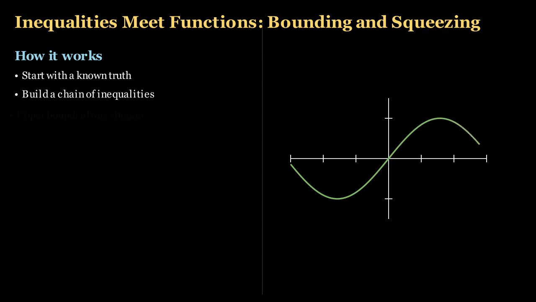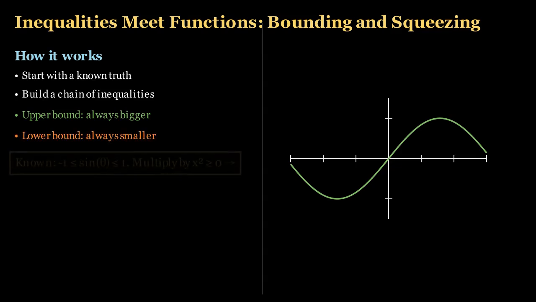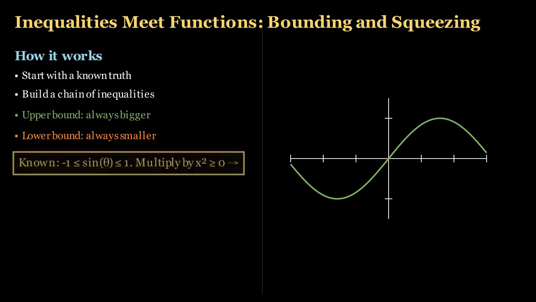This gives us a chain: negative x squared is less than or equal to our function, which is less than or equal to positive x squared. We've created an upper bound, the positive parabola, and a lower bound, the negative parabola. Our wiggly function is now in jail, between these two simple curves. Let's see the squeeze in action.